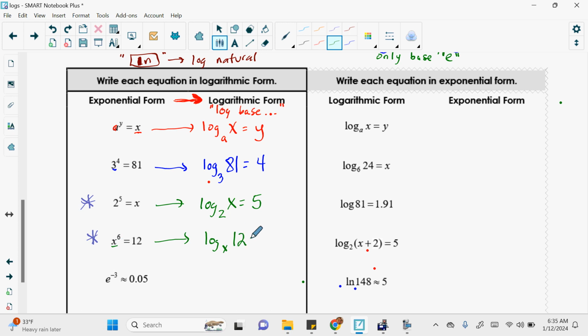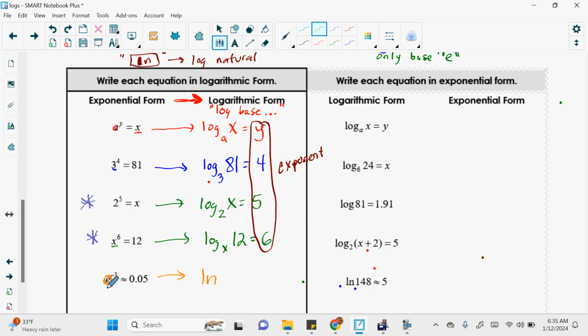Now, this last one is e to the negative third power is approximately 0.05. As soon as you see e, it has to be ln. ln is the only type of log that will take the number e into it. So we have to write it as a natural log. Notice all of these are natural logs here. So we're going to go natural log of base e of 0.05 equals our exponent of -3.